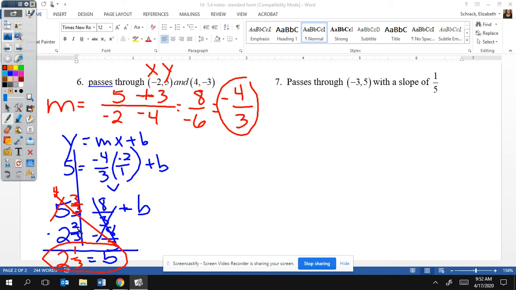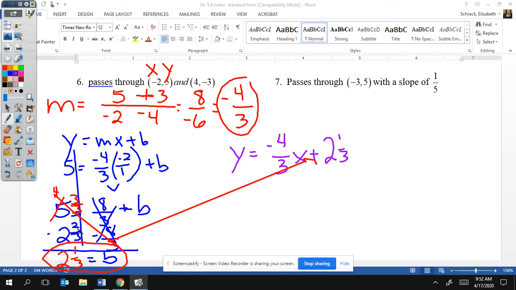Okay, so now we have our m and our b. We're going to put this into slope-intercept form. Change the color so you can see. So y equals negative 4/3 x plus 2 and 1/3. Sorry about those red lines.